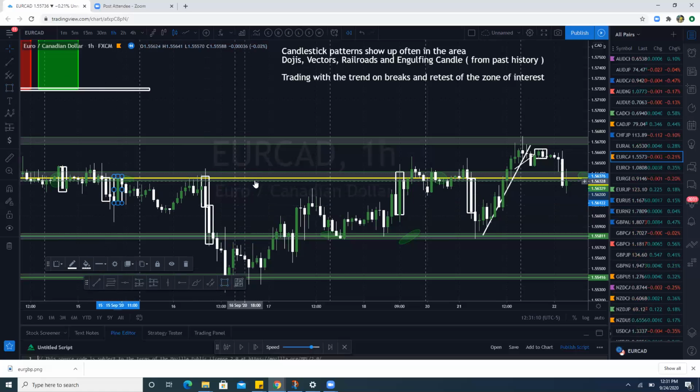So this is a really strong zone. We got the vectors right there. Got dojis. Let's see, we even got a little railroad action here. So all of this happening in this zone. Little railroad there. So multiple confirmations of a strong zone. So when you see that, you're at a good potential area to where you can place a trade. But all in all, this is how you do zone-to-zone trading.